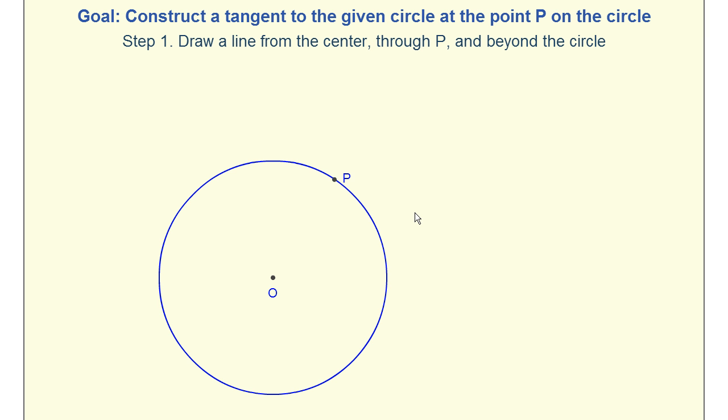How about Kaylee? Go ahead. Thank you. Kaylee, can you read this for us? What are we doing? Construct a tangent to the given circle at the point P on the circle. Yeah, so that's what we're going to do.